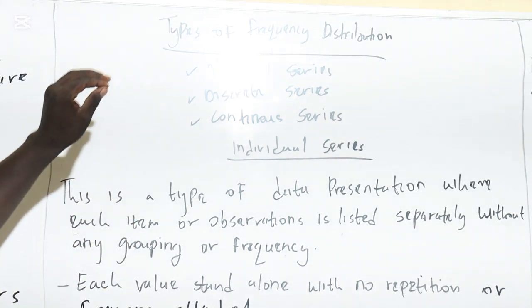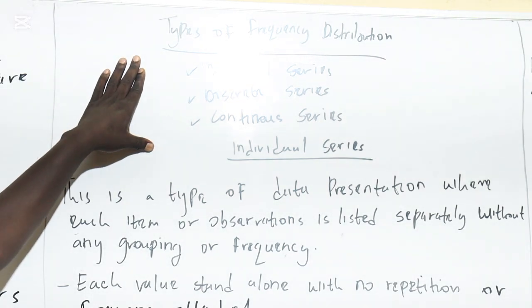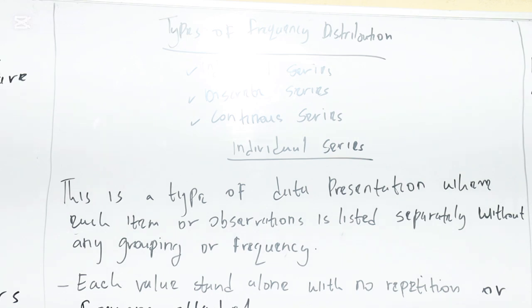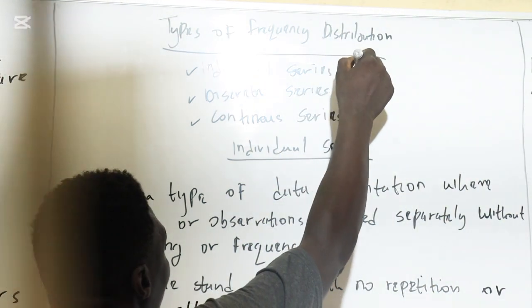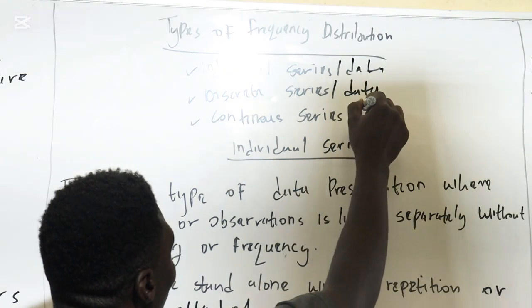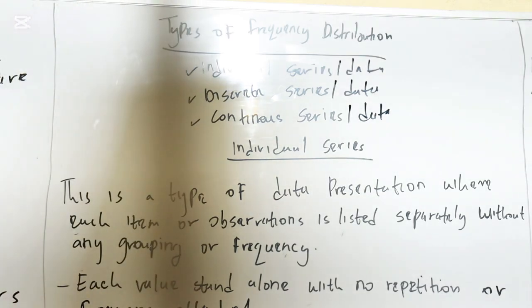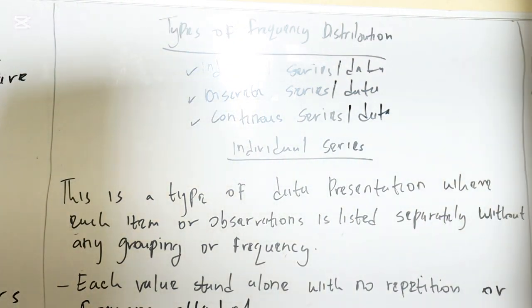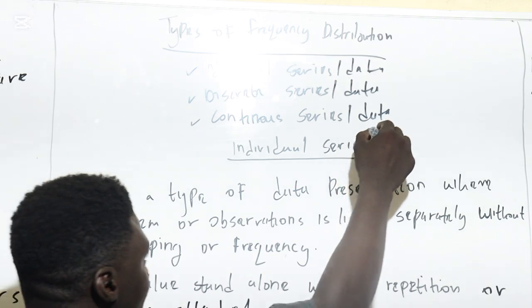We are really going to need this when we do the topic of measures of central tendency, so you'll understand which type of data we are dealing with. Is it individual data? Let me say: individual series data, discrete series data, and continuous series data. As I proceed, let's define each of them so that you can understand.